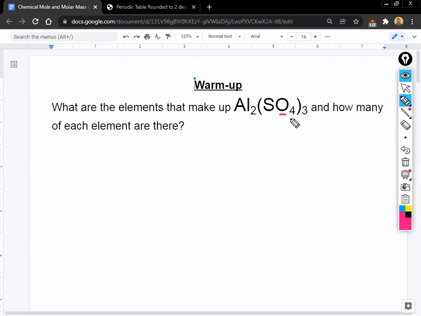Okay, so oxygen is in the parentheses. How many oxygens are inside of the parentheses? 4, yeah. But if there's a 3 on the outside, what do you have to do with the number outside the parentheses? Yeah, multiply. So if I multiply 4 times 3, how many total oxygens do I have? 12, good. So we have 12 oxygens.